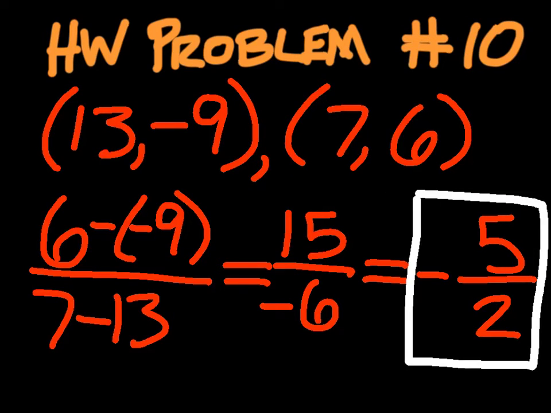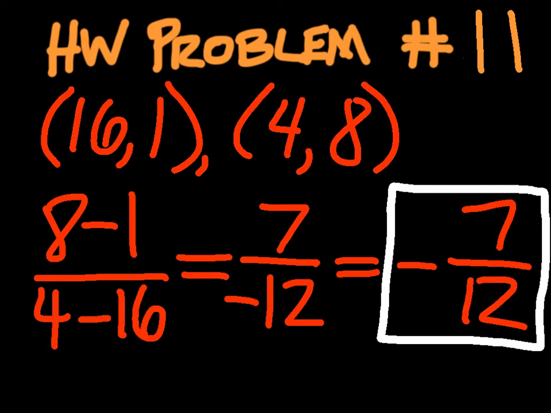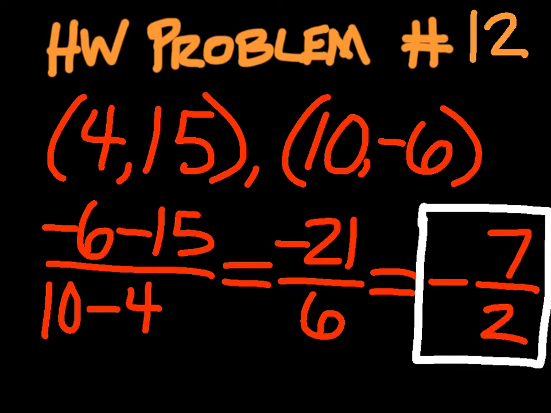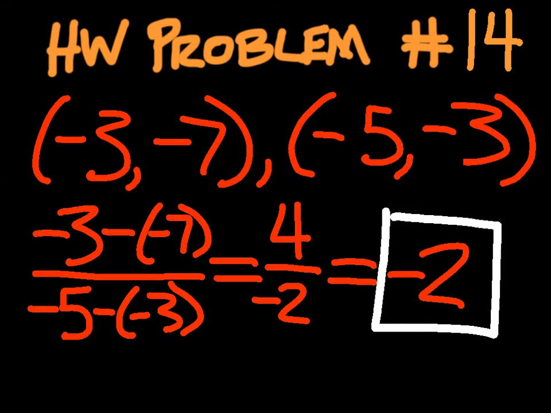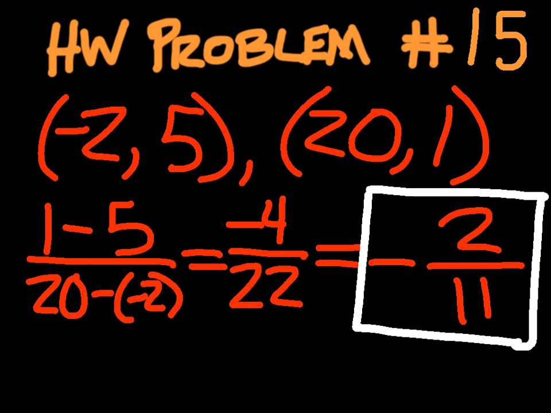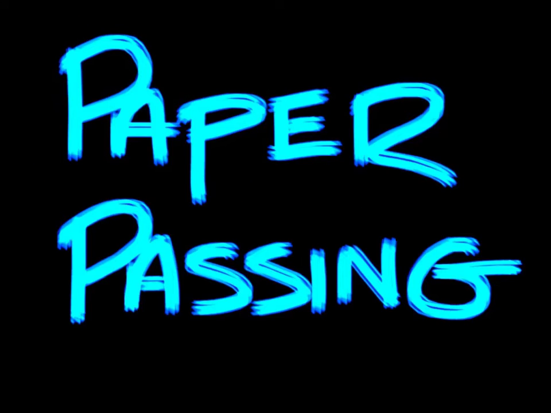Number 10 is negative 5/2. Number 11 is negative 7/12. And number 12 is negative 7/2. Number 13 is negative 24 over 17. Number 14 is negative 2. And number 15 is negative 2/11. Any questions on the homework?